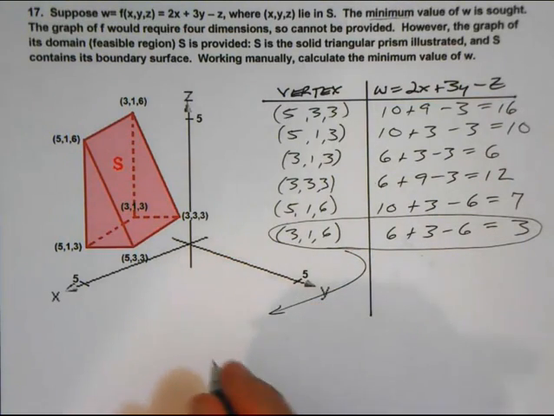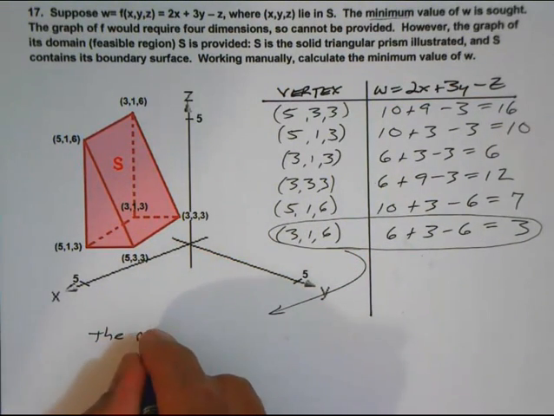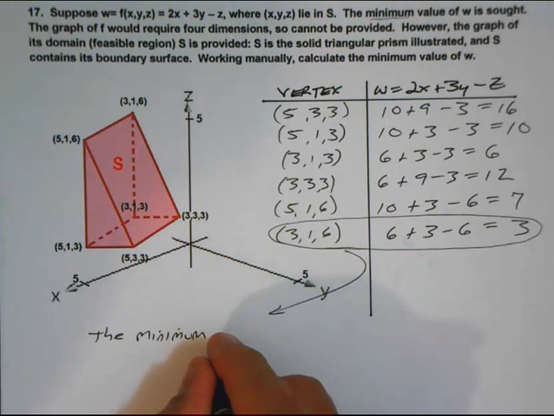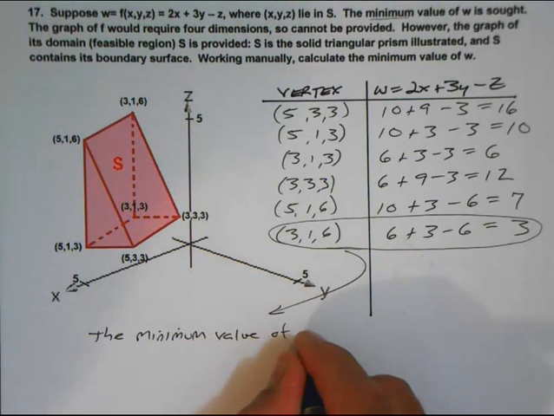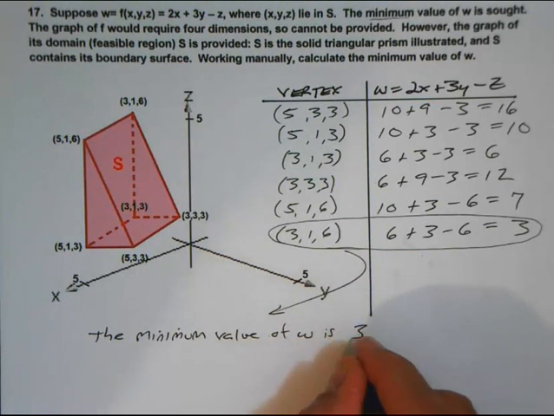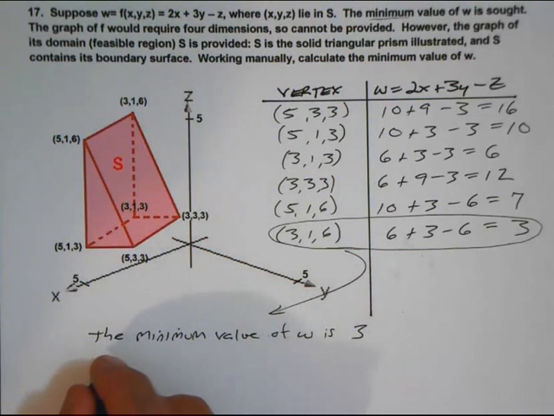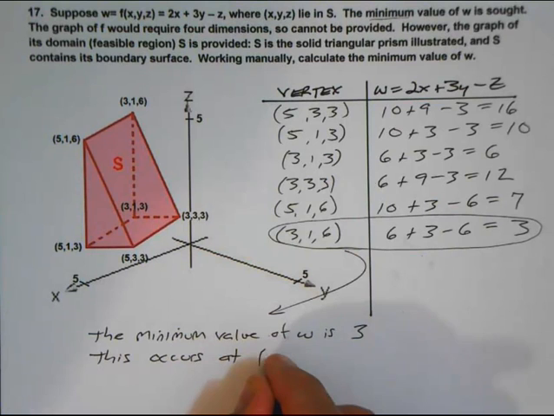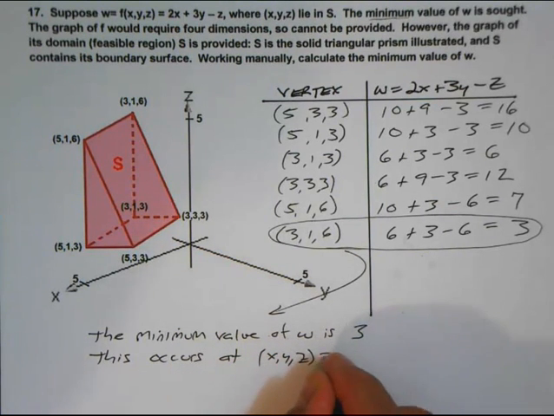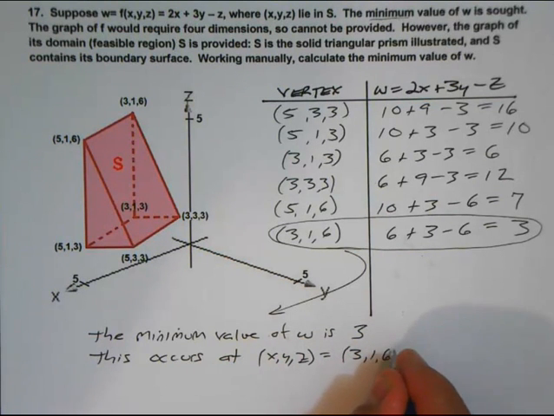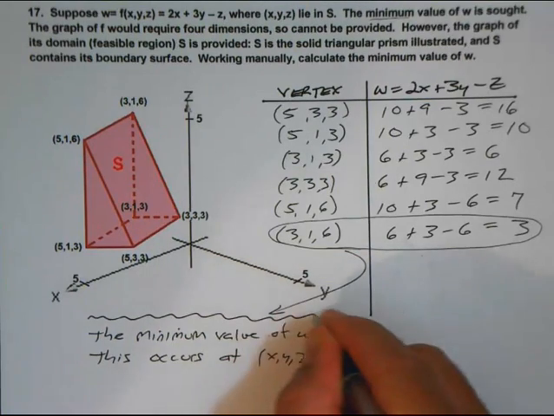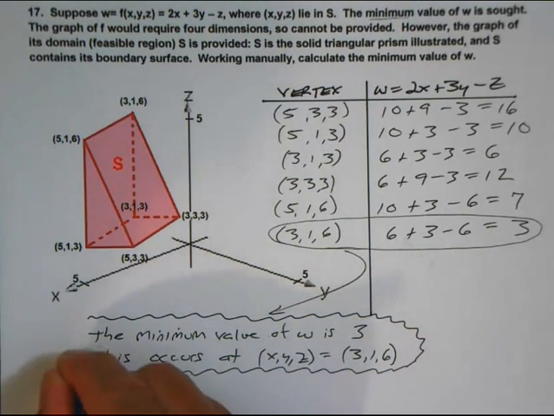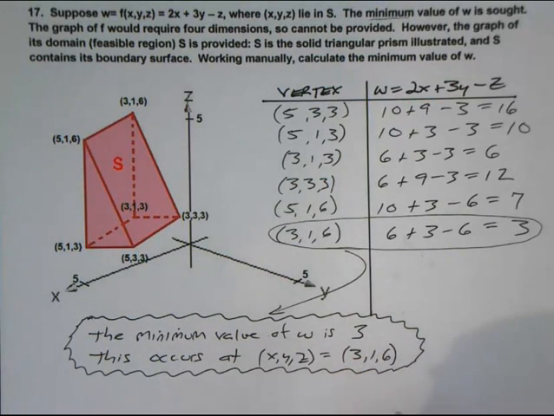Okay, our conclusive statement. The minimum value of w is 3. That actually answers the question. Go one step further though. This occurs at x, y, z equaling 3, 1, 6. About the only check you could do here would be to review the arithmetic, look for an arithmetic error. Otherwise, the basic principles are pretty straightforward. And looks like we are all done here.